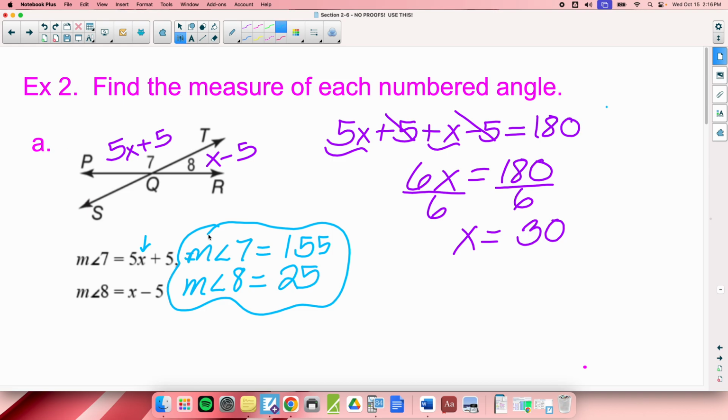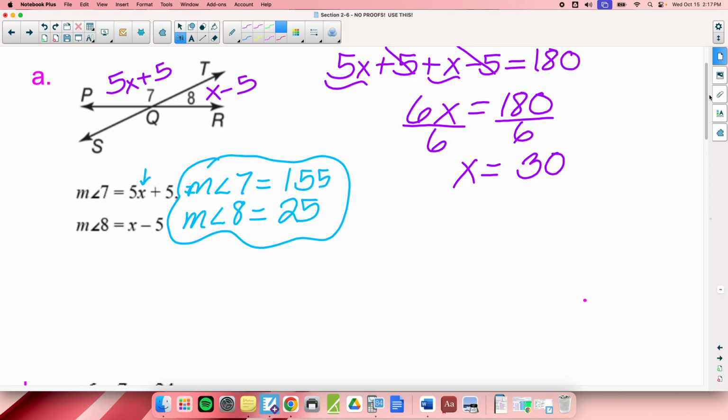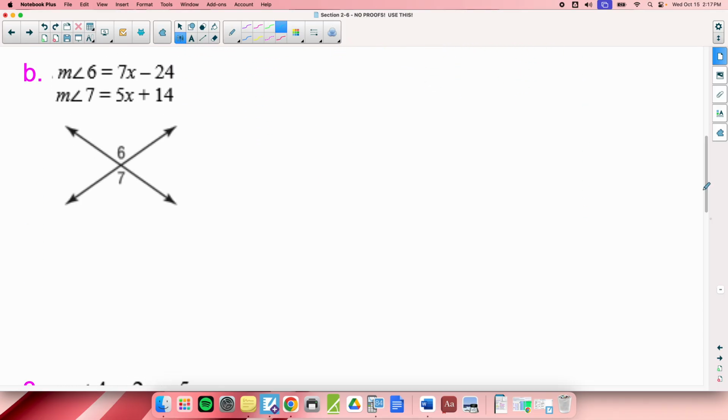What's 25 plus 42? 25 plus 42. What do you guys get? Sixty-seven. All right. Do you guys get that these two form a straight line? And should they equal 180 if we add them? Yes. All right, let's look at this one.